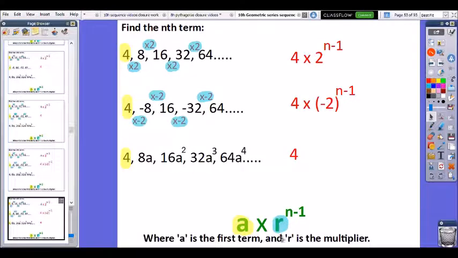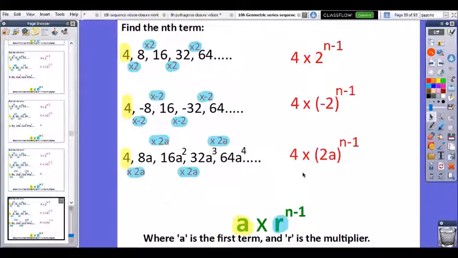What is my multiplier? What's happening each time? How have I got from 4 to 8a? Well, to get from 4 to 8a, I've just multiplied by 2a, right? And that's the same to get from each term. So that means that instead of r, I need to call it 2a. And again, just note that I've left it in brackets, because otherwise BIDMAS is going to lead to some mistakes. So just leave it in brackets if you can.